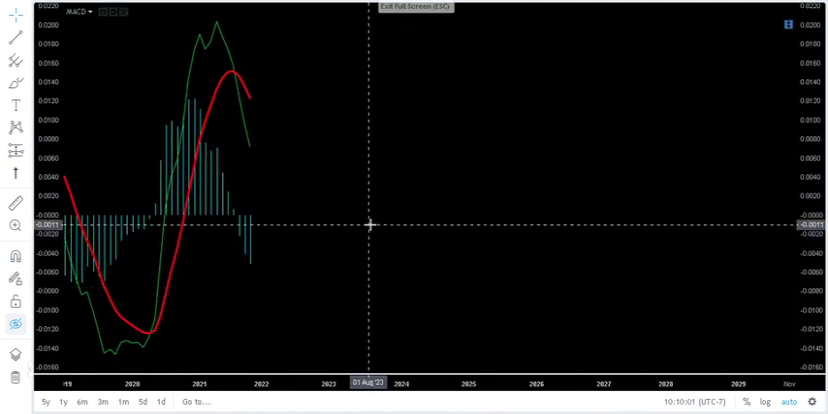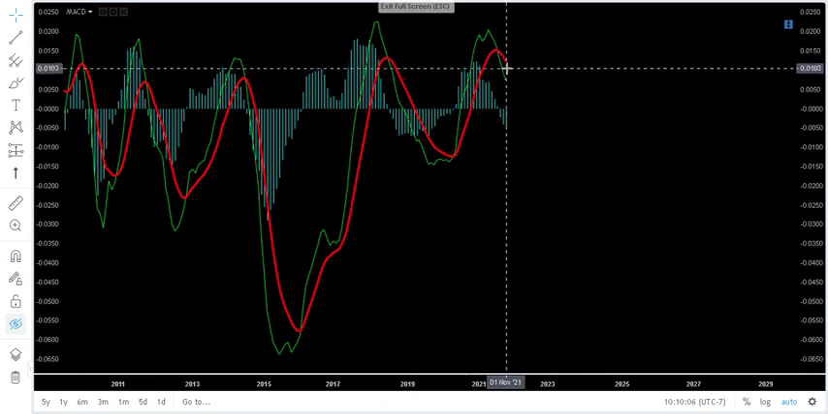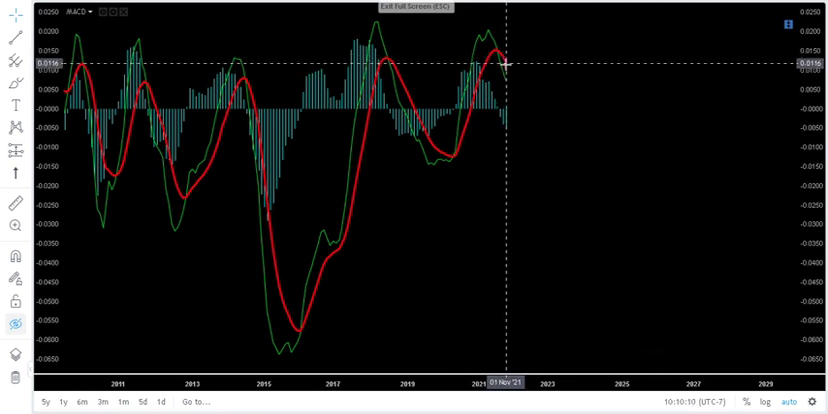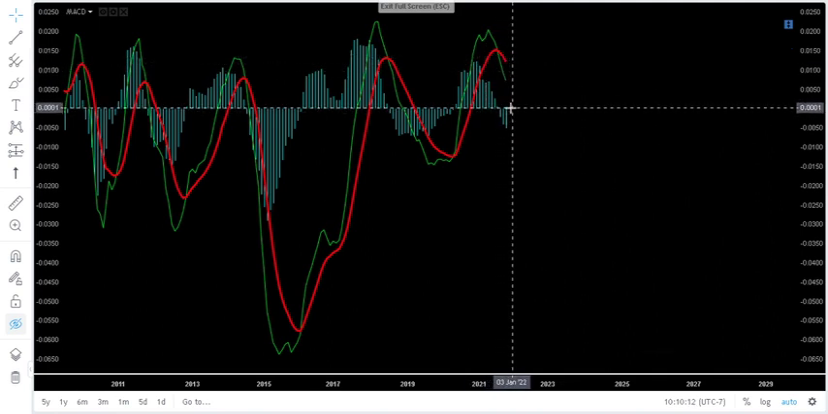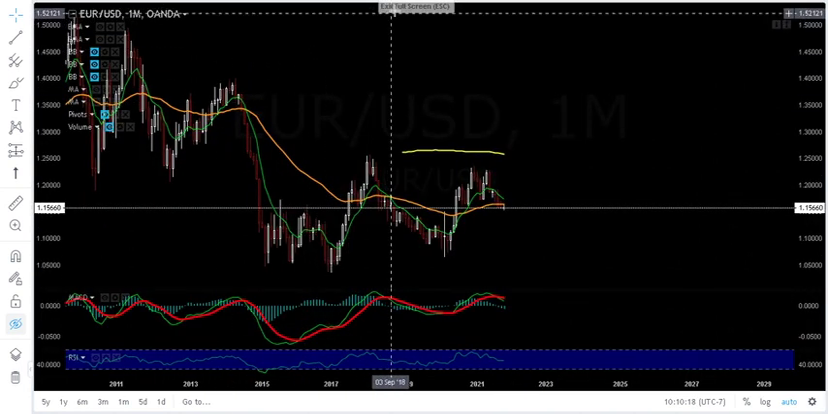So let's look at the MACD. We got a cross, which is a good sign. It's still above the histogram, so it's not a confirmed downtrend until it's under here. All right, so that's looking good.